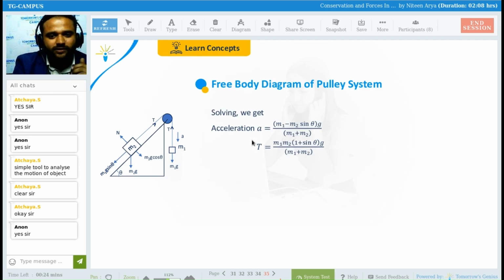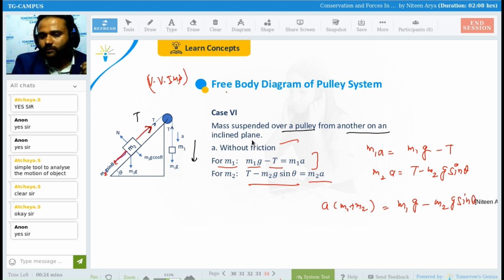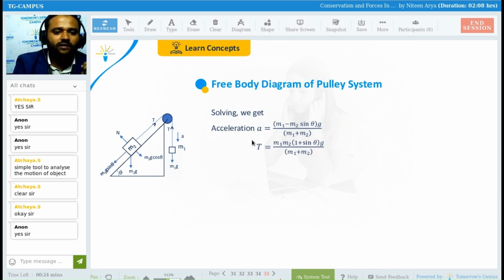If you want this acceleration, that is very easy. How? Add both the equations. Adding both the equations, a times (m1 plus m2), the tension is going to cancel out, leaving m1g minus m2g sine theta, and you can get the acceleration: a equals (m1 minus m2 sine theta) g, taken common, divided by (m1 plus m2). And once we get the acceleration, we get the tension also. Clear?